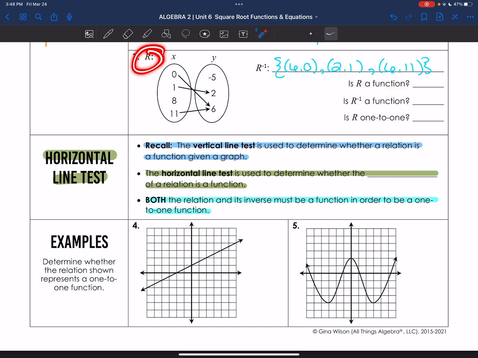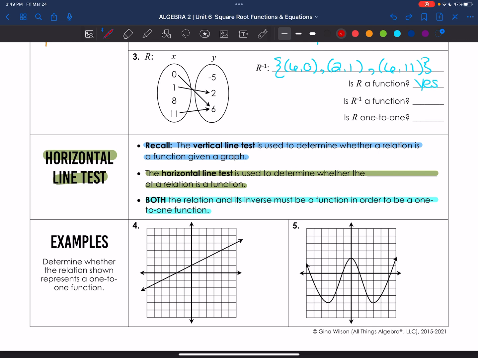Is R a function? Does every x go to just one unique value? It sure does. It is happening here that our x's are never repeating. If we would have had something like this, eek, that would have been a problem. But we don't. We're okay. We don't have an x value going to 2 places. Our x's are only going to 1 place.